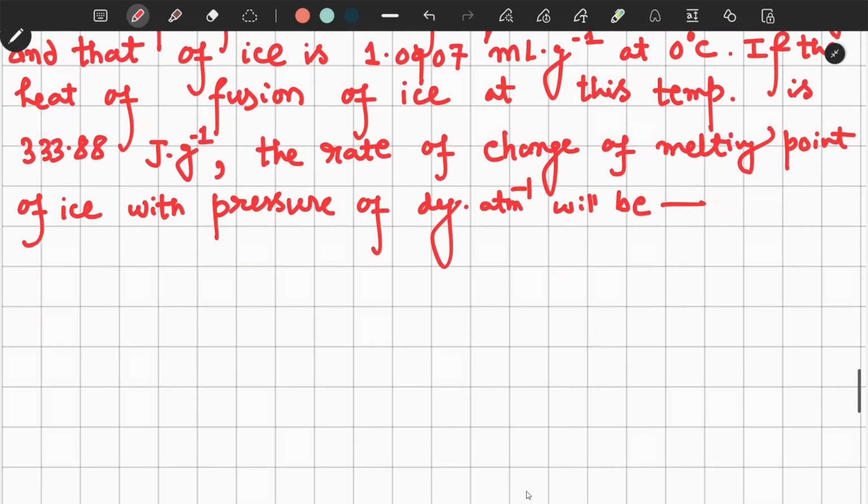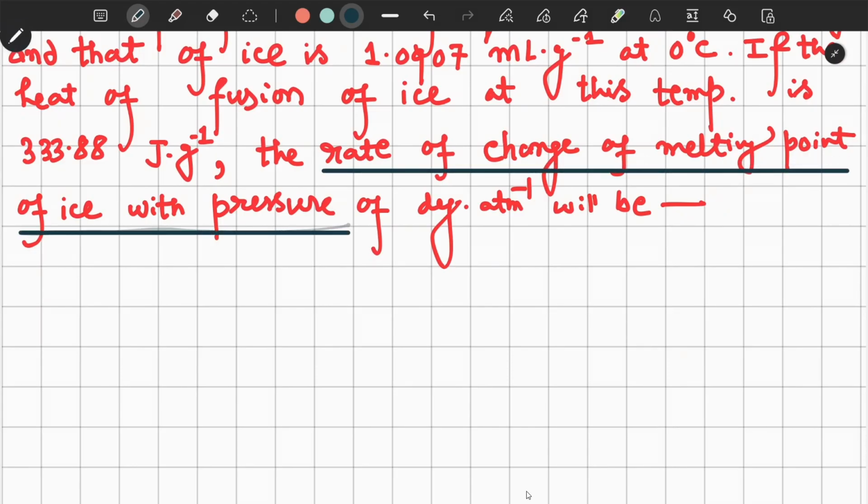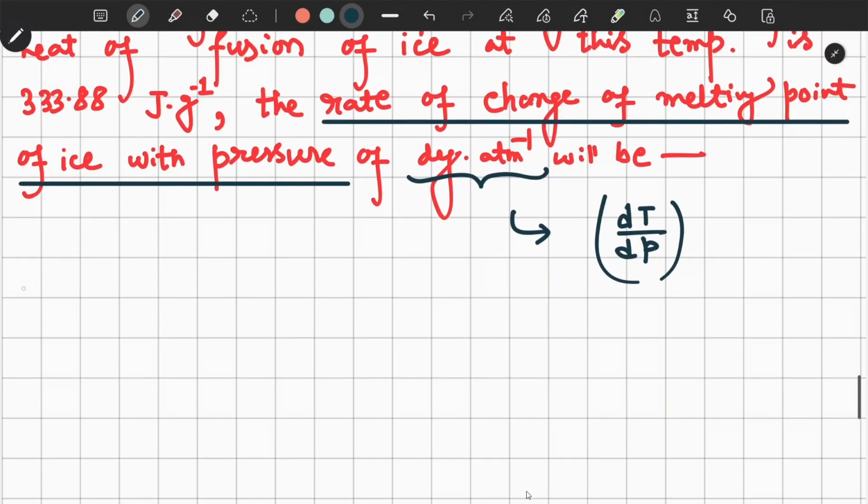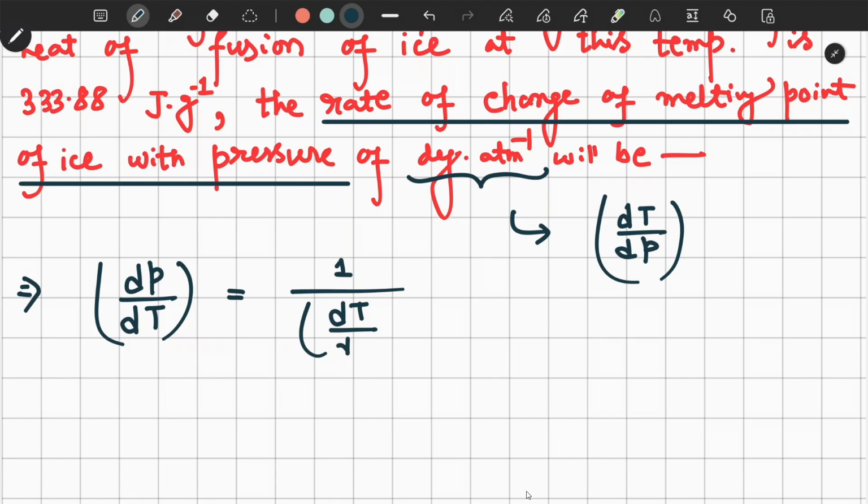Just see from here, they ask to calculate the rate of change of melting point of ice with pressure. This is the unit. This means they want dT/dP. But from the Clausius-Clapeyron or Clapeyron equation, you know this, so you just have to reverse it, because these are exact differentials. So you can write it like this.